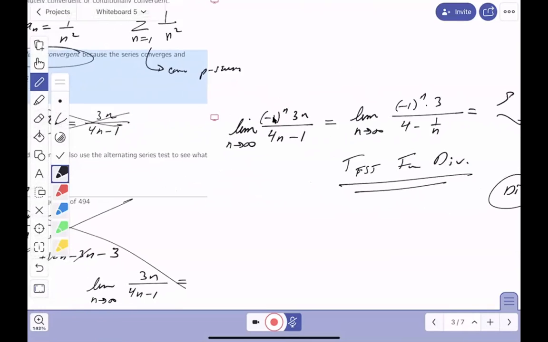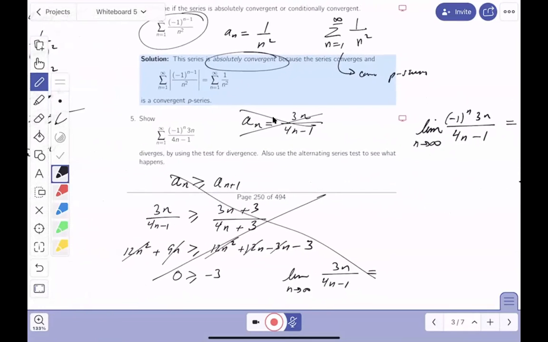All right, let's look at our K. And what I do over there, diverges by the test for divergence. Also using a series test to see what happens. It wasn't very productive.